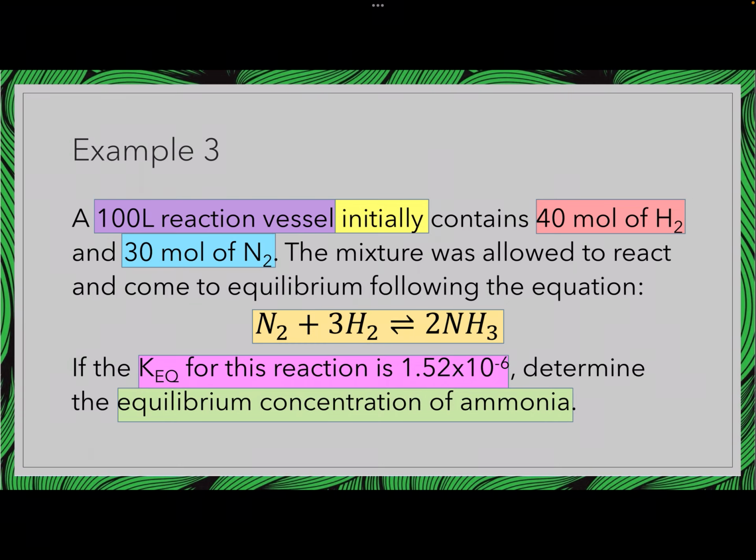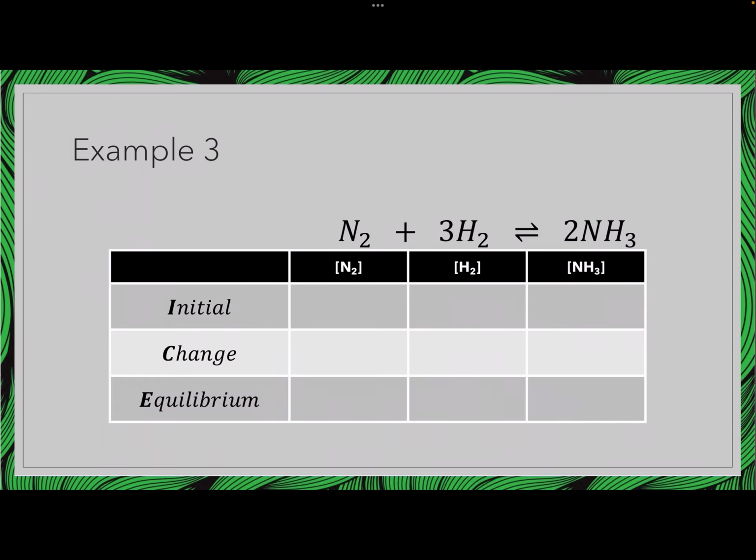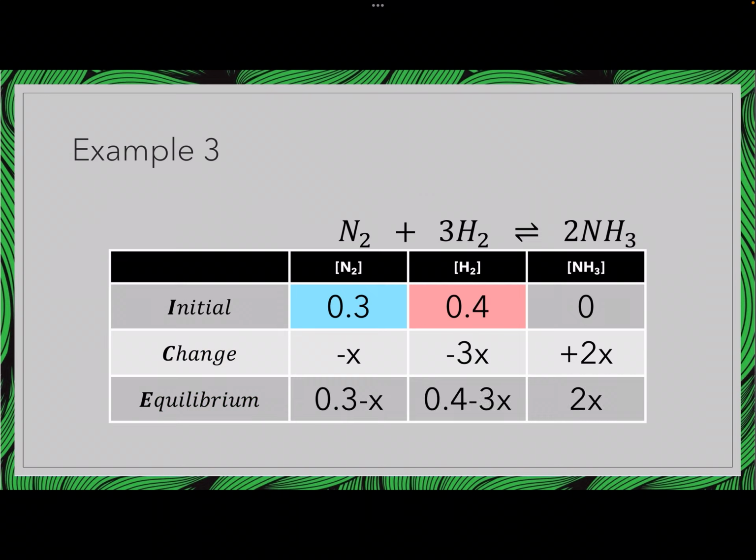So what do we do? We take our ICE table, we fill in all the information that we have. So we know that the concentration of N2 is 0.3, H2 is 0.4. Now let's remember, 30 moles in 100 liters. So that's how we get those values. Now it mentions nothing about ammonia, so we're going to assume there's none there. What's going to happen? Well, because ammonia starts with 0 concentration, we're going to get some ammonia being produced. So we're going to take away X of nitrogen, take away 3X of hydrogen, and we're going to add 2X of ammonia. So that's going to be our equilibrium concentrations.